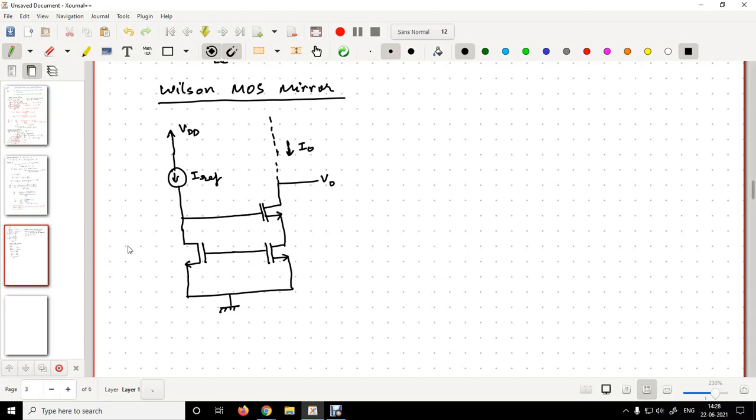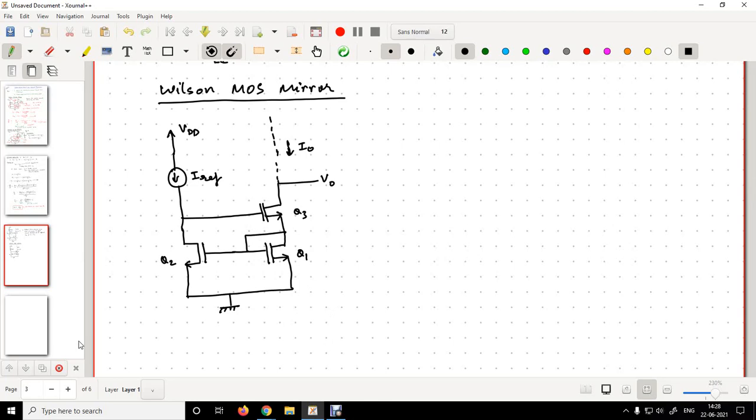If I call these Q1, Q2, Q3. Okay. So this is actually a Wilson current mirror, but instead of using BJTs, you are using MOSFETs. Right. This is a Wilson MOS current mirror. Again, the same problem applies here.